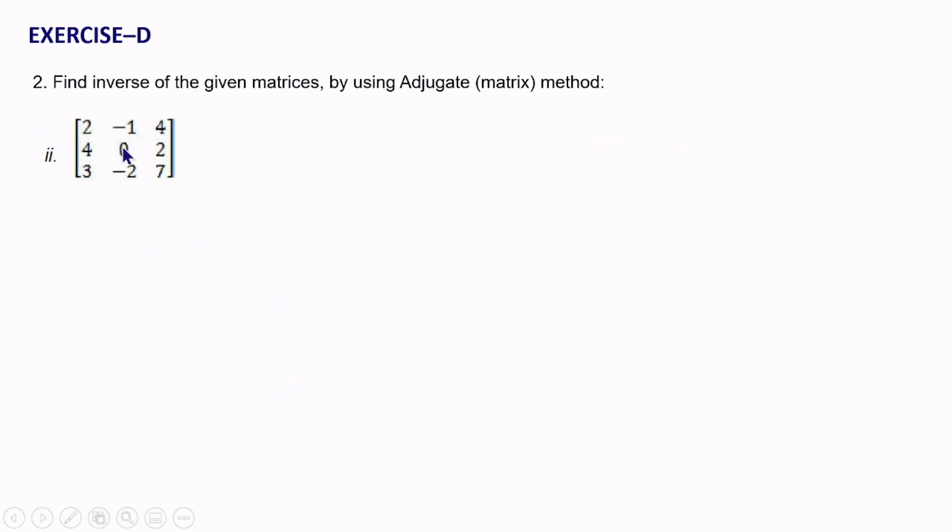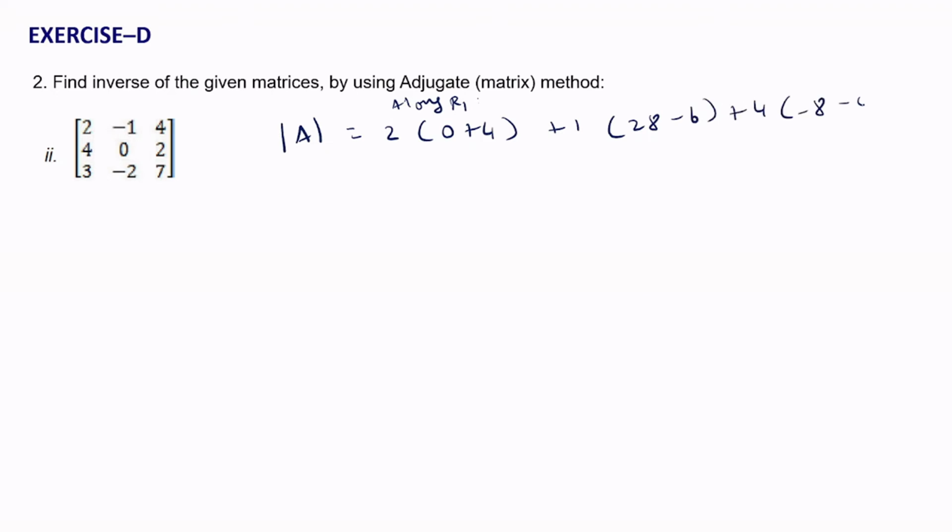The next question, 2 minus 1 4, 4 0 2, 3 minus 2 7. So here again we have to find A inverse. So first let us find determinant of A, expanding along R1. So here we have 2 into 0 plus 4, plus 1 into 28 minus 6, plus 4 into minus 8 minus 0. So here determinant of A, when we simplify we get 8 plus 22 minus 32, so it is minus 2. Now we have to find adjoint of A.